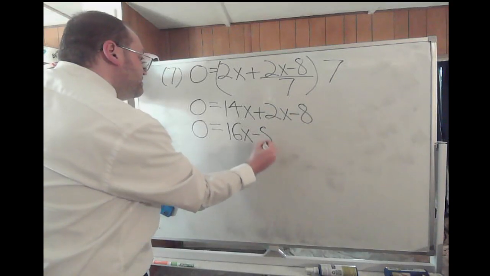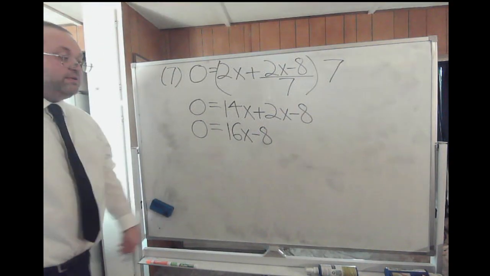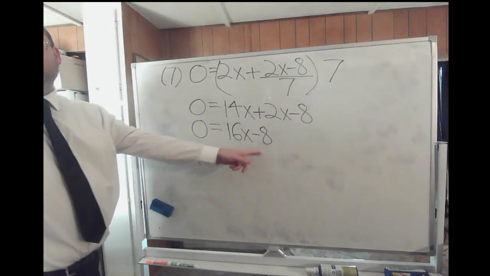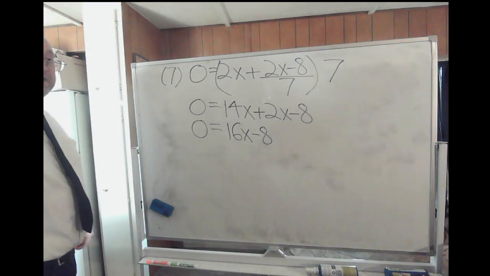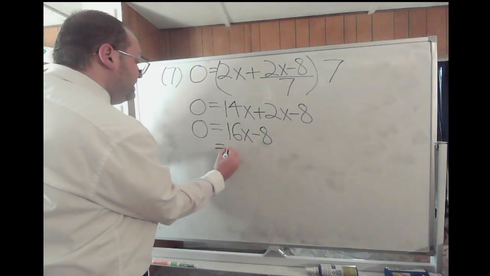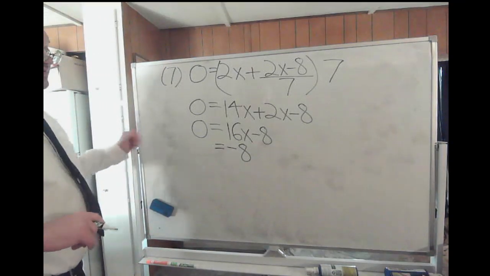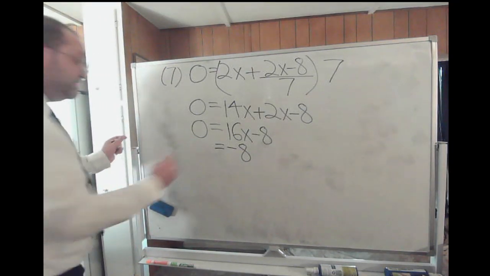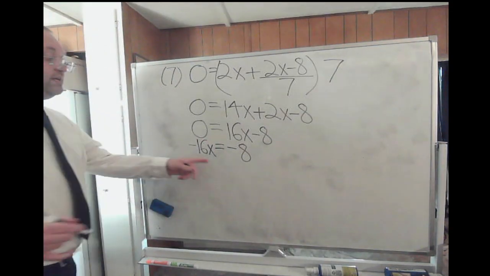minus 8. Alright, well, I think it's safe to say we want to get that negative 8 by itself on the right-hand side, do we not? In order to do that, we got to subtract 16x from the right side. So if we do that, we get negative 8 by itself. But you also got to do it to the left. So 0 minus 16x, that is negative 16x. That'd be equal to negative 8.